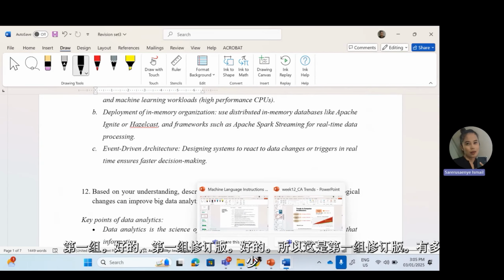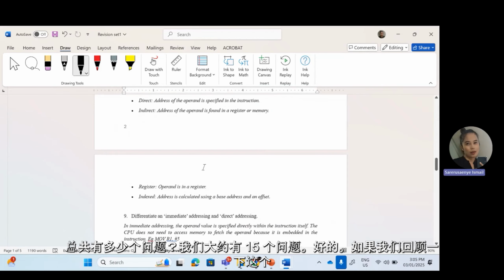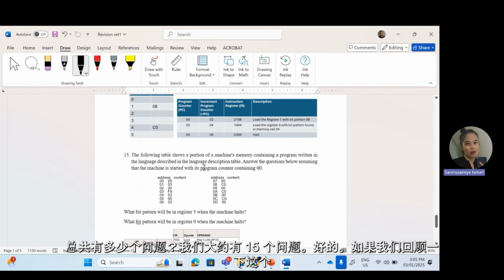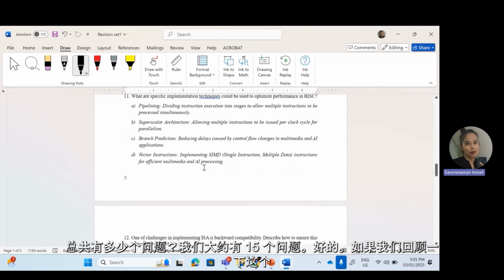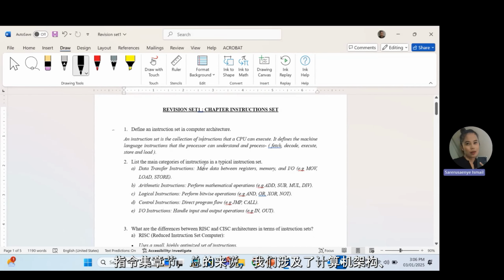All right, so let me move on to the first set. This is revision set 1. How many questions in total? We have about 15 questions. If we look back at this chapter, the instruction set, in general we touched on computer architecture, which is where we have completely understood the complex instruction set and also the reduced instruction set.